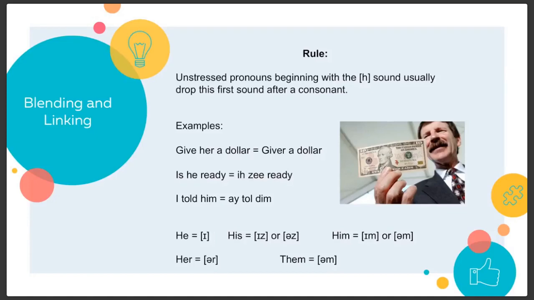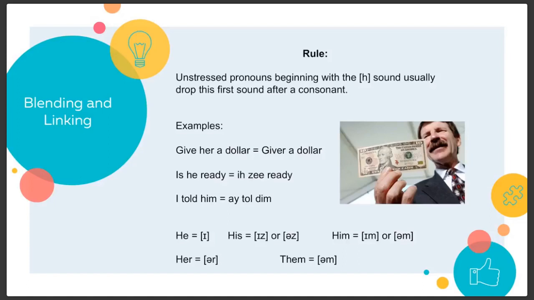And at the bottom of your screen, you can see how we change these different pronouns. So "he" becomes "e," or a very short E sound. Is he? Is he ready? "His" becomes "is" or "es." For example, is this his? Is this his? When we say "him," it changes to "im" or "m," like "I told him." When we say "her," it becomes "er," like "give her $1," or "I told her."